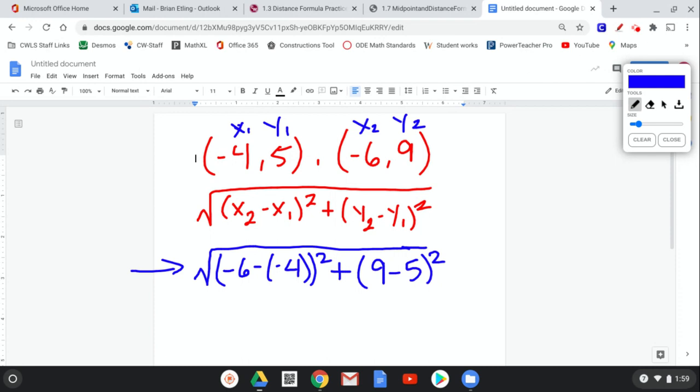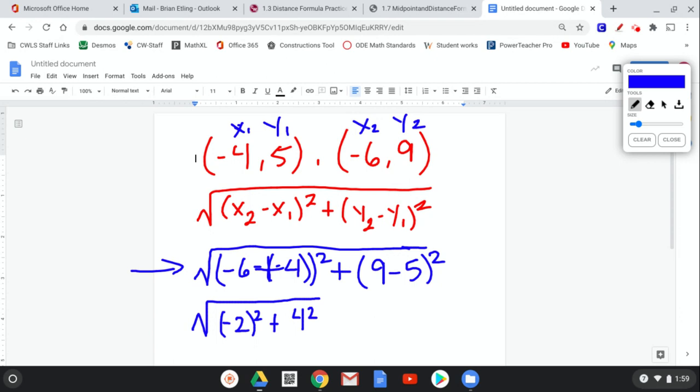Now, after this, I don't want to see the answer. I want to see you simplify the parentheses. So if we simplify the parentheses here, we're going to do -6 minus a -4. That's saying we're going to add, so -6 plus 4 would be -2, -2 squared. And we're going to add 9 minus 5, which is 4, so it's going to be 4 squared. Again, everything I write in blue, you guys are writing down on your paper for the various problems that we're doing.